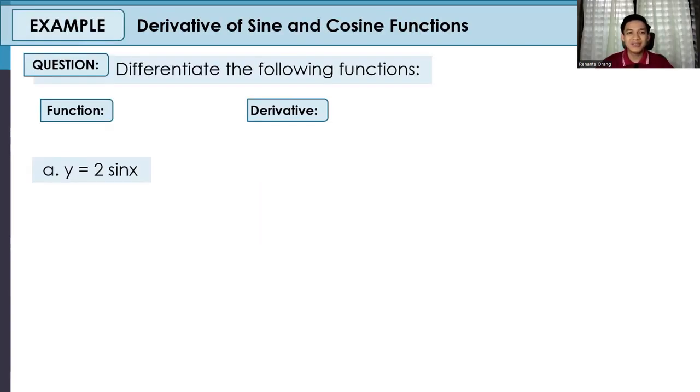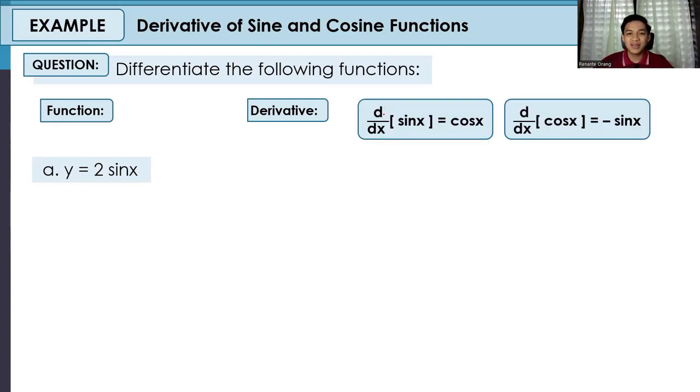For our examples, differentiate the following functions. Letter A, y is equivalent to 2 sine of x. For this one, we will be using the derivative with respect to x of sine x is equivalent to cosine of x. Tandaan niyo lang class, if we have a constant katabi ng ating trigonometric function, all we need to do is to copy and paste our constant. For this one, yung ating constant is equivalent to 2. So, ika-copy-paste lang natin siya mamaya. So, let's start with this one.